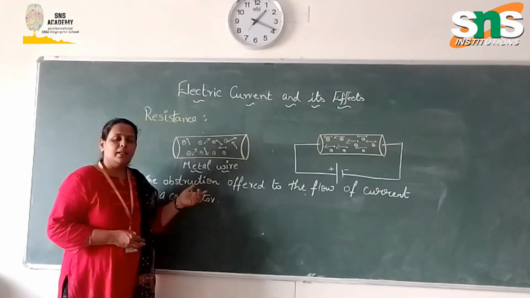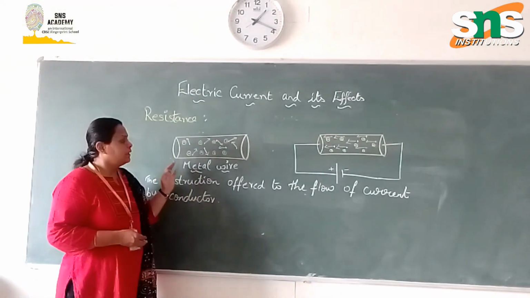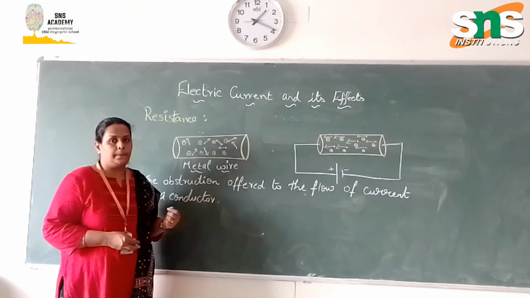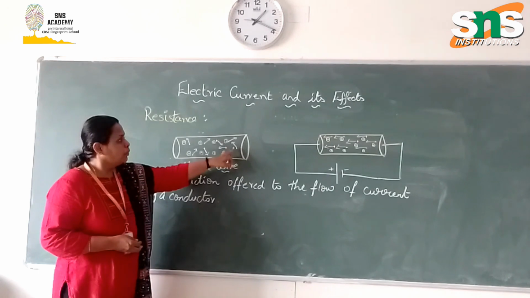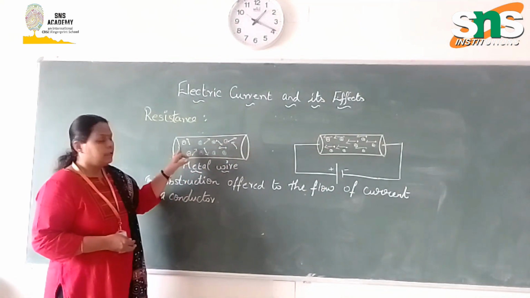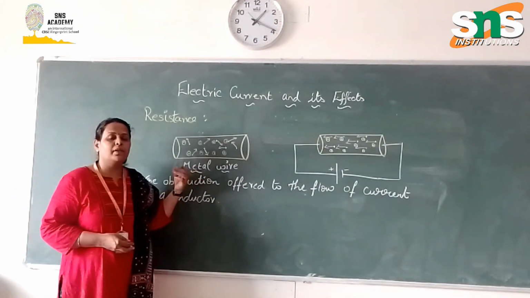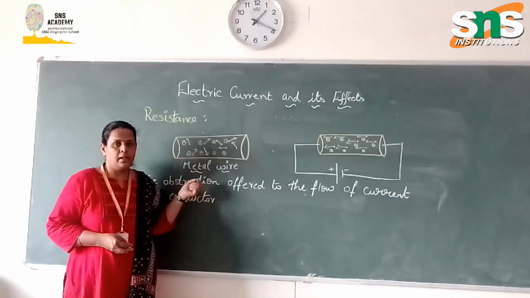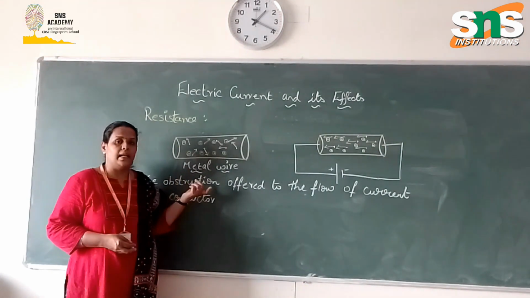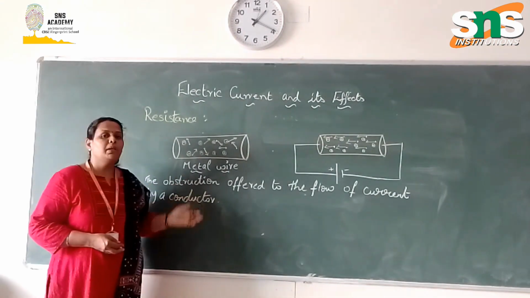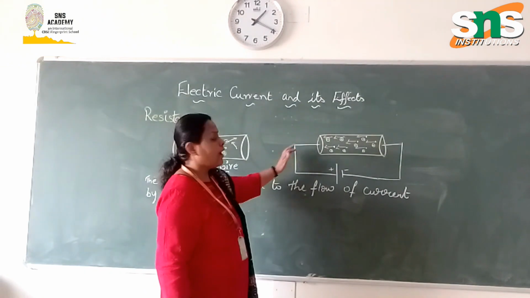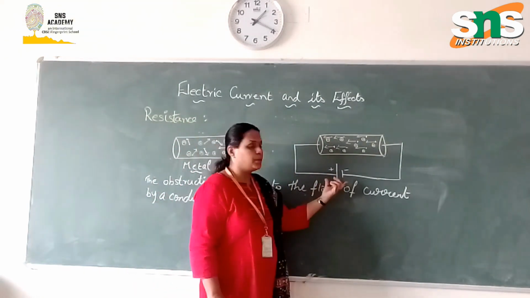When the metallic wire is not connected to a source like a cell or a battery, the electrons will move randomly like this. See, their directions are not the same. It will be different for each and every electron. If the metallic wire is not connected to a cell, the electrons are randomly moving. But consider this case where this metallic wire is connected to a cell.